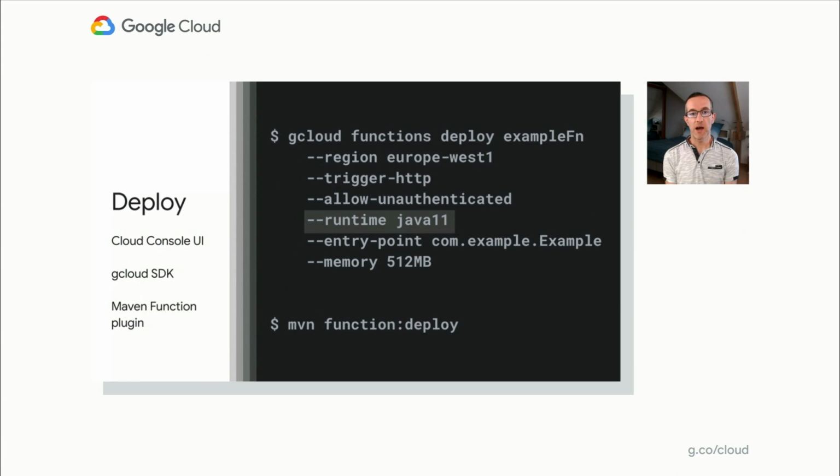You can then deploy your functions from either the Google Cloud Console UI, from the gcloud command line, or with the Maven function plugin. We provide a dedicated plugin for that. In the gcloud command here, notice the Java 11 runtime flag, which proves that we're indeed using this new runtime. Also note the entry point. It corresponds to the fully qualified class name of your Java function.